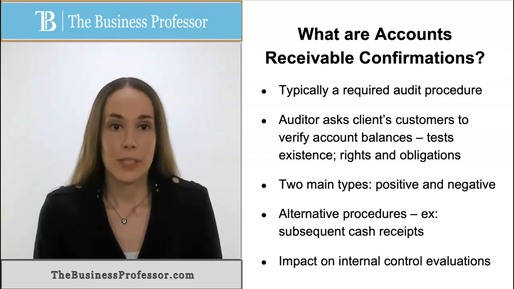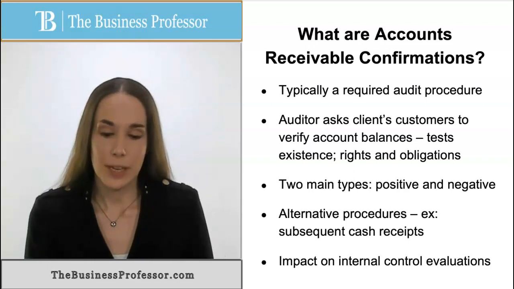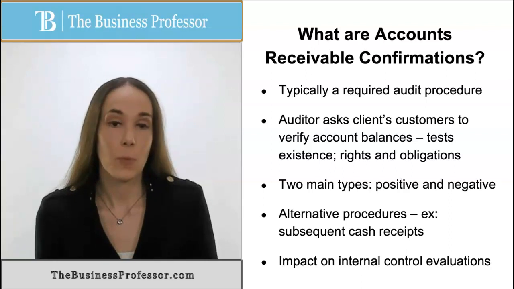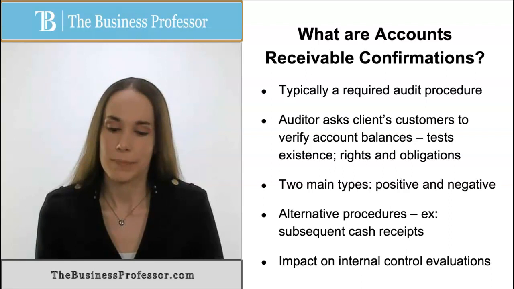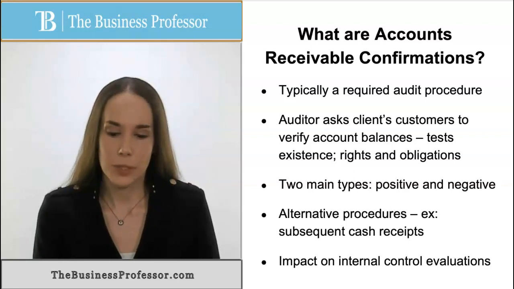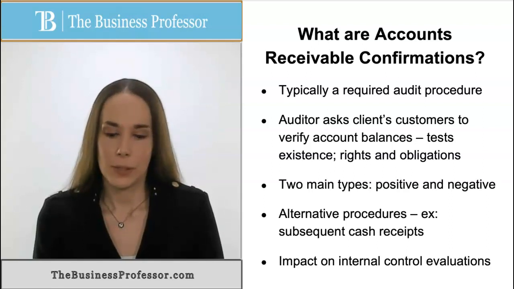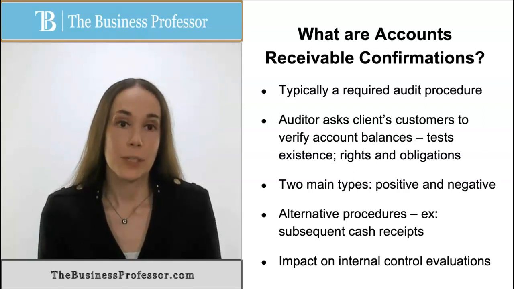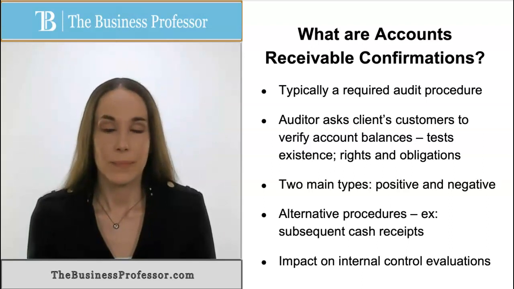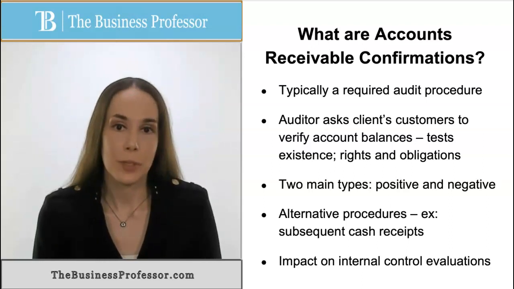However, if the auditor decides to use an alternative procedure instead, they do need to justify the reasons why. Potential reasons why they may not do a confirmation are that receivables are not material to the financial statements, they're only a small amount on the balance sheet, or confirmations in the past were not effective because responses perhaps were not returned.